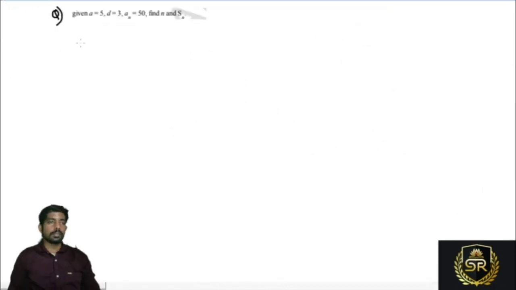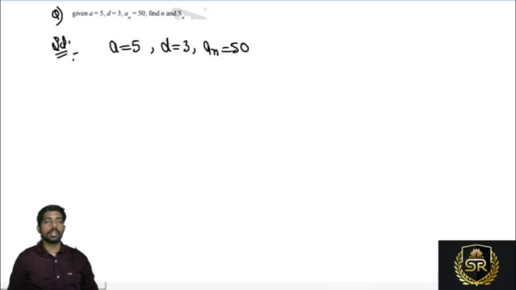Okay, so here given is a is equal to 5. The common difference is 3, and nth term is equal to 50. And what is asked? Find n and Sn. So we know the nth term formula. Nth term formula is a plus (n minus 1) into d is equal to 50, right? So from here a value is 5 plus (n minus 1) into d value, which is 3, is equal to 50.